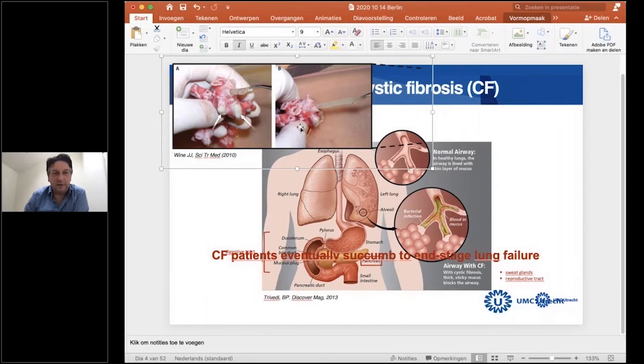So the mucus is really thick, as you can see here, and most people with CF eventually succumb to end-stage lung disease. But definitely the disease is far broader. It's systemic. Lots of epithelial cell systems are affected, but also, for instance, the sweat glands and the reproductive tract.